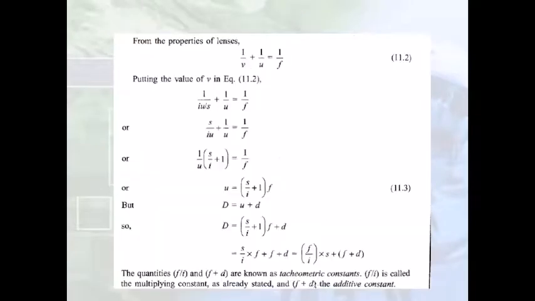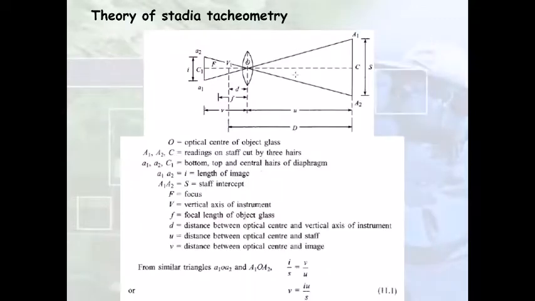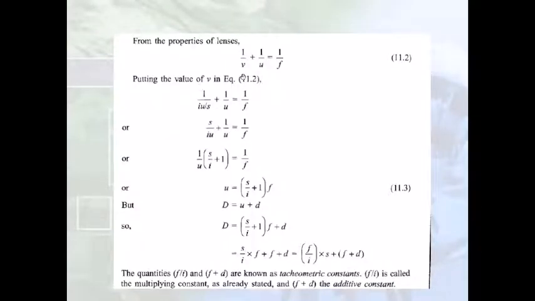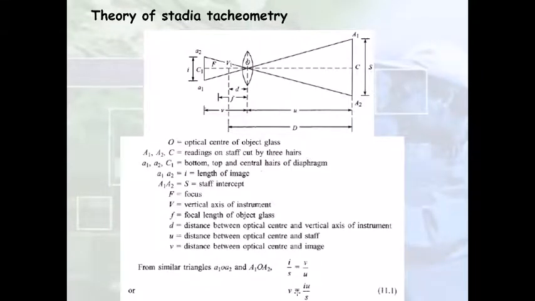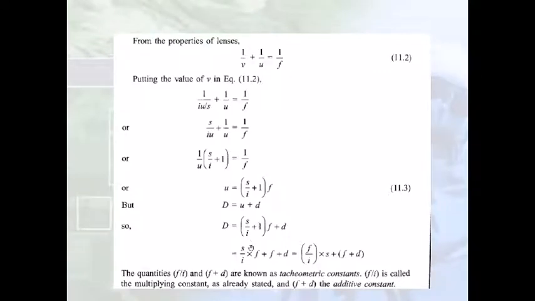And also, from the properties of lens, we know that 1 over V plus 1 over U is equal to 1 over F, where V was the distance, this one, and U is the distance between the object class center and the staff, and these two added up, inverse of them is equal to 1 over F, where F is the focal length of the object class. And you get this, and you replace the value of V that we had calculated previously, and then we solve this equation.